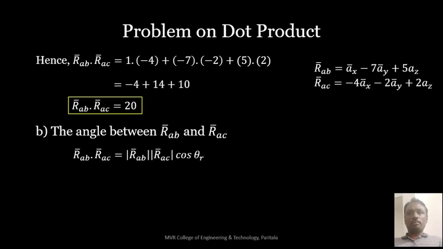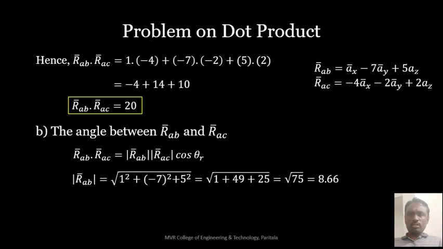So now we need to identify the magnitudes of RAB bar and RAC bar. The magnitude of RAB: it has the components 1, minus 7 and 5. So square root of 1 square plus minus 7 whole square plus 5 square. So it will give 1 plus 49 plus 25, which is 75, and the square root of 75 is 8.66. You can calculate it, no problem.